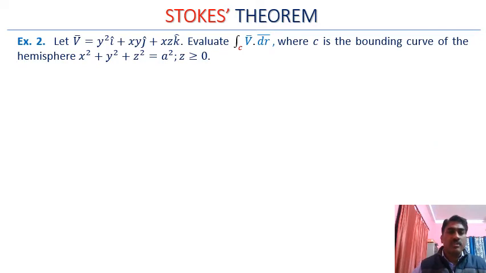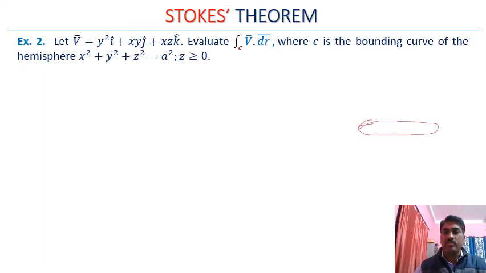The next question is, if V is a vector given by x square y square i plus xy j plus xz k, then we have to find the line integral of v dot dr, where the closed curve is the bounding curve of the hemisphere x square plus y square plus z square equals a square, with z greater than 0. So let us first draw this hemisphere.